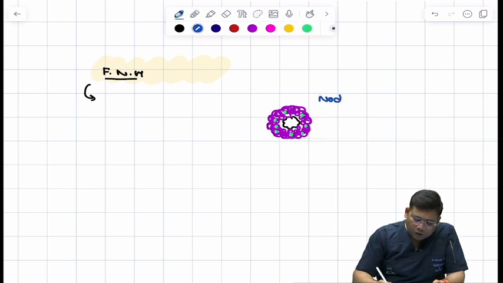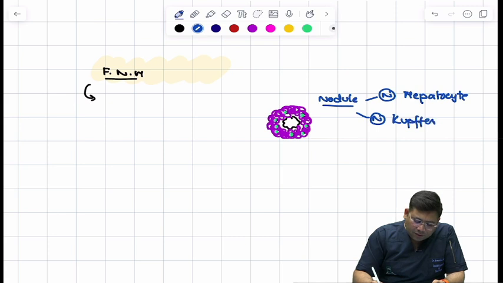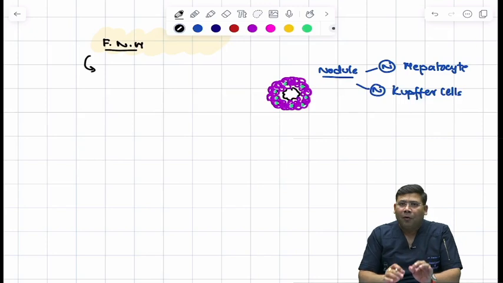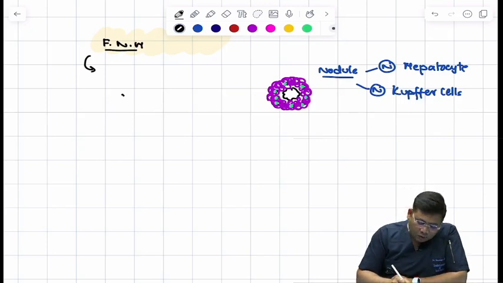So this is a nodule, and this nodule contains normal hepatocytes, point number 1, and along with that the normal Kupffer cells. ये दोनों चीज़ें बहुत important हैं. The second important thing is that they are purely benign. There is no association with the OCP. Yes, they are female predominant.